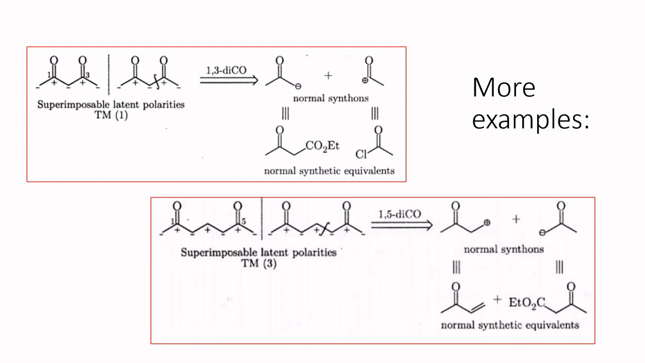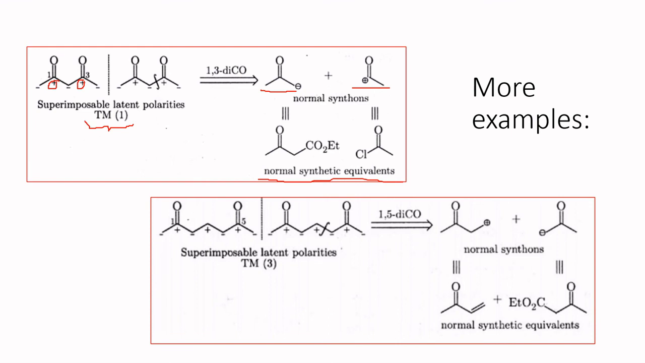Okay, there are also more examples. If you see, this is for 1,3 disubstituted compounds. Let's say you have this target molecule. When we want to disconnect, we disconnect at this part. You see, this is plus, and number 3 is also plus. So we can use normal synthons. So when we disconnect, we get these two synthons, and then these two synthons now become normal synthetic equivalents.